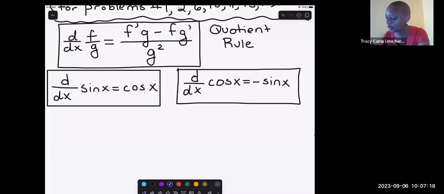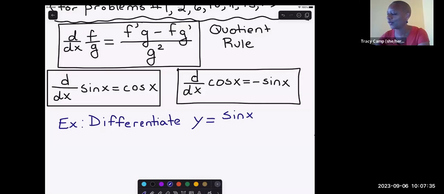We're going to differentiate, which just means find the derivative, of this function: y equals sine of x over cosine of x. Notice that this is a quotient, so we will be using the quotient rule.